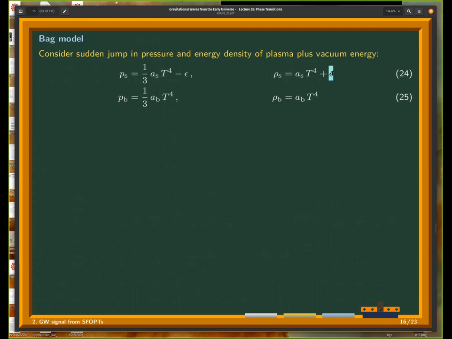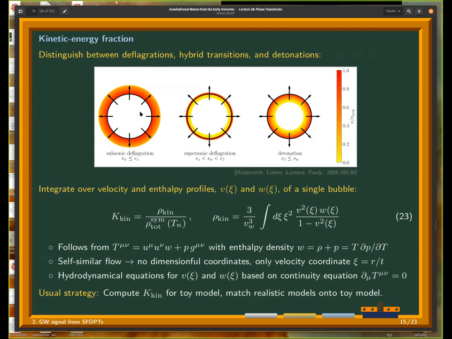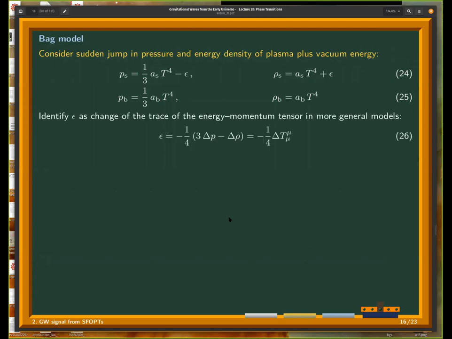And then during the phase transition, this vacuum energy density is released into the plasma. After the phase transition, in the broken phase, I'm just left with the plasma that now has this temperature, this energy density, and that pressure. These numerical factors, a in the symmetric phase and a in the broken phase, can be different because the number of degrees of freedom, for instance, has changed during the phase transition. So this is a very simple toy model to describe what's happening during the phase transition. In this toy model, one can solve the hydrodynamical equations for the velocity and the enthalpy. If you do that, then you can find the kinetic energy of the plasma in this toy model.